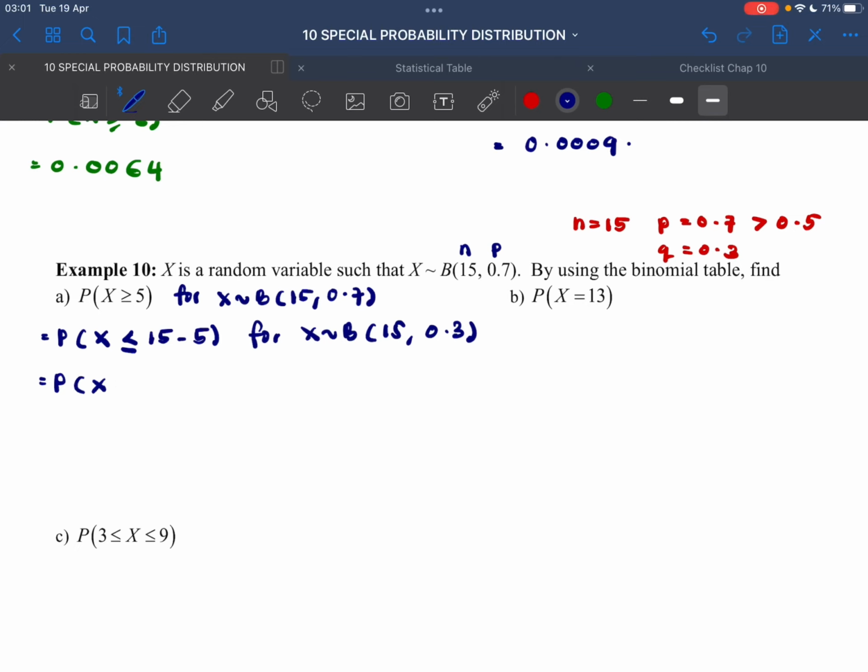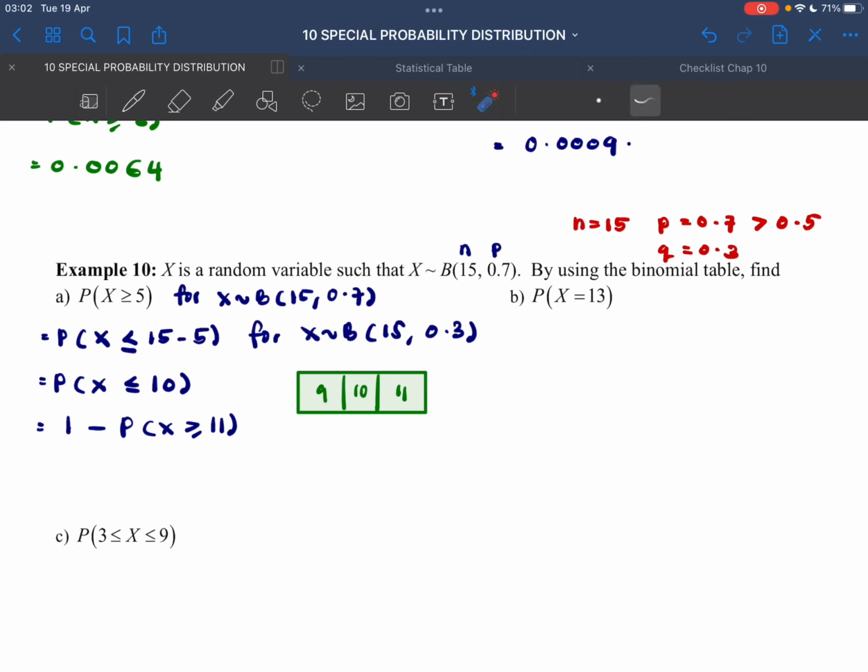Straightforward, we get P(X ≤ 10). Less than or equal, we cannot look at the table yet. So we have to change it to 1 minus P(X ≥ 11). One more time, how do we get greater than or equal to 11? P(X ≤ 10) covers up to 10, obviously, and we have 9, 10, 11 as examples. Less than or equal to 10 is up to 10. So the whole thing is 1 minus what we don't want, which is greater than or equal to 11.